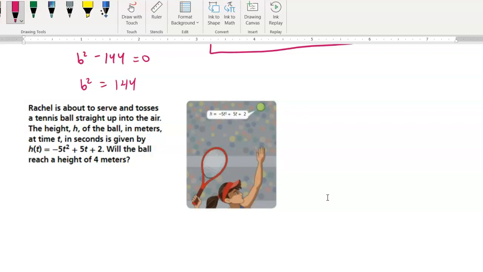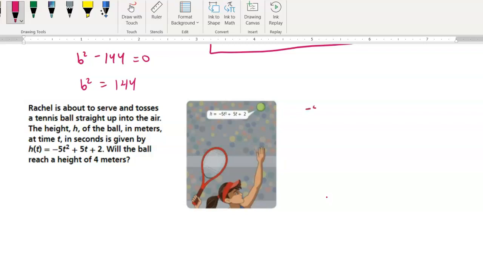All right, let's apply this to a story problem here. It says Rachel's about to serve and tosses a tennis ball straight up into the air. The height of the ball in meters at time t is given by that equation. And it says, will the ball reach a height of 4 meters? So t is the time, it's not the height. We don't put 4 in for t. Okay, it's not saying what's the height after 4 seconds. It's saying, will the ball reach a height of 4 meters?